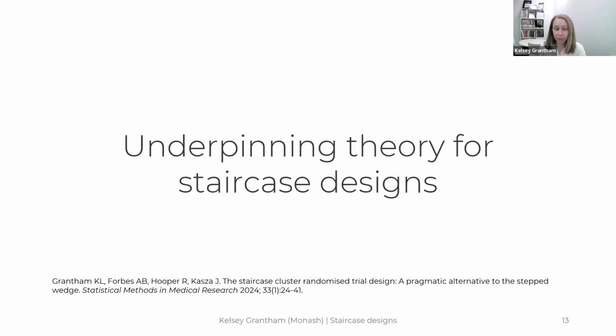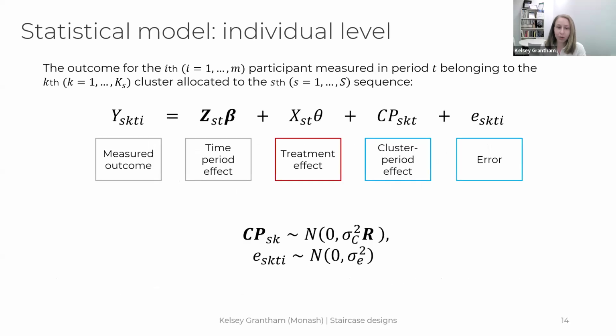So first, I'll present a little bit of the underpinning statistical theory for staircase designs, but more detail can be found in the paper cited here. For most of this work, we've assumed a mixed effects model for a continuous outcome, where Y represents the participant's measured outcome, and then we have these different subscripts. So S denotes the particular sequence of the design, K denotes the particular cluster allocated to that sequence, T denotes the period of measurement, and I denotes the participant index within the cluster period.